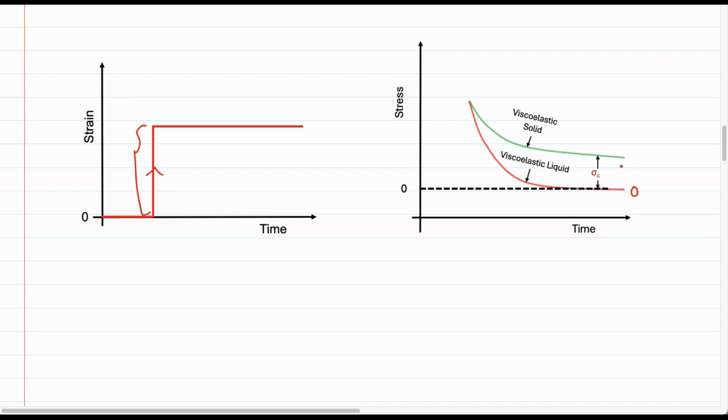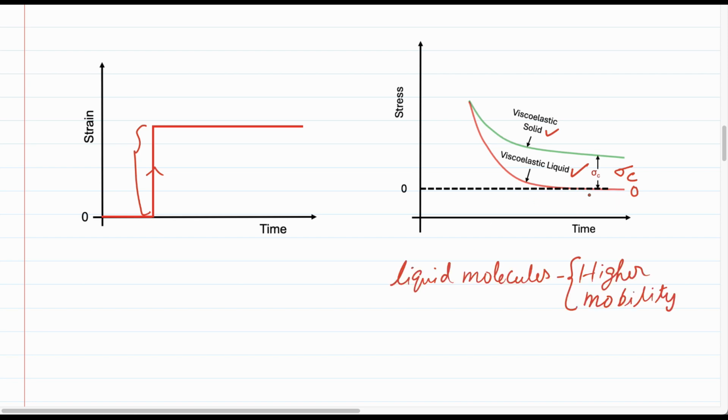And this sigma C is called the equilibrium stress required by viscoelastic solids. So generally, viscoelastic materials have a solid component and a liquid component, and the liquid component relaxes very easily because of higher mobility of liquid, and because of that, the liquid part of viscoelastic materials relaxes to zero and the solid does not relax to zero, whereas an equilibrium stress is required to maintain the fixed strain.